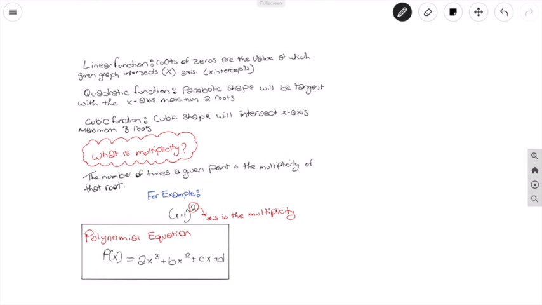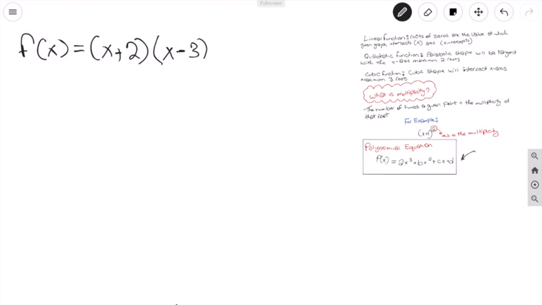And this is the polynomial equation. We have 2x cubed plus b x squared plus c x plus d. This is the information we need to know to graph the polynomial equation. I have the equation f of x equals (x plus 2) times (x minus 3) squared times (x minus 1) cubed.